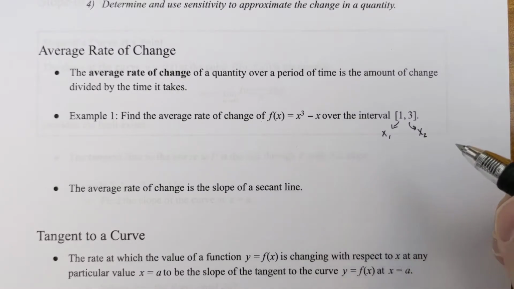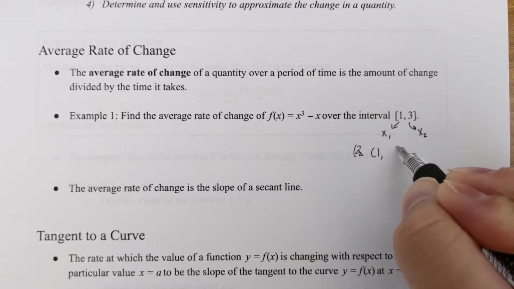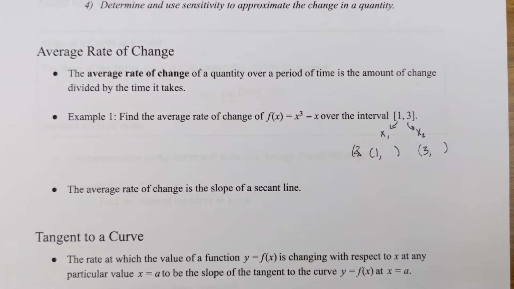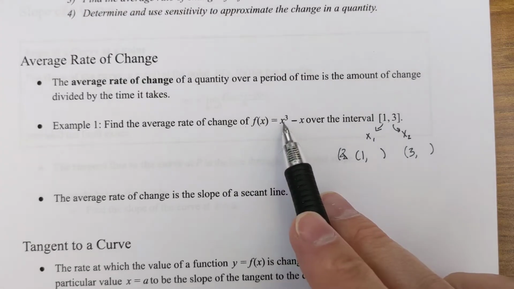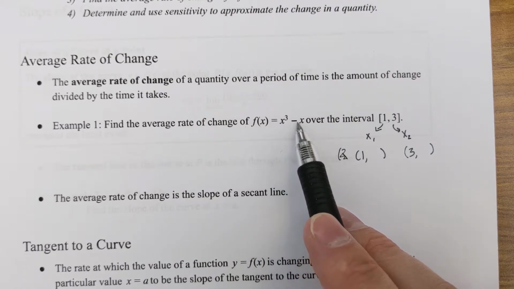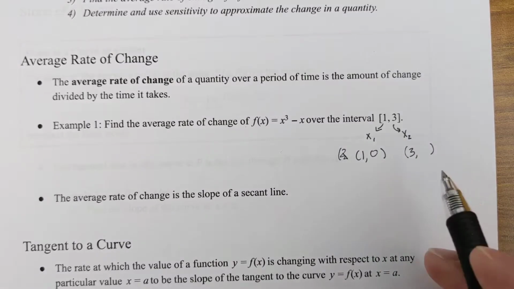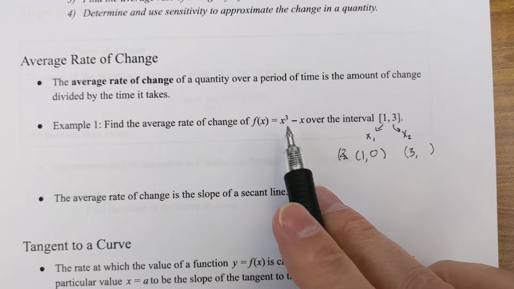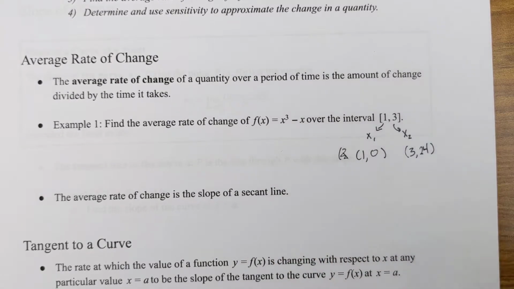So I need to figure out the coordinates. My x1, what's the y value? And my x2, what's the y value? So I can find the slope. To find the y value, you plug your number into your equation. If I plug 1 in for x, I get 1 cubed minus 1, which is 1 minus 1, which is 0. If I plug 3 into my equation, I get 3 cubed minus 3, so 3 cubed is 27. 27 minus 3 is 24.